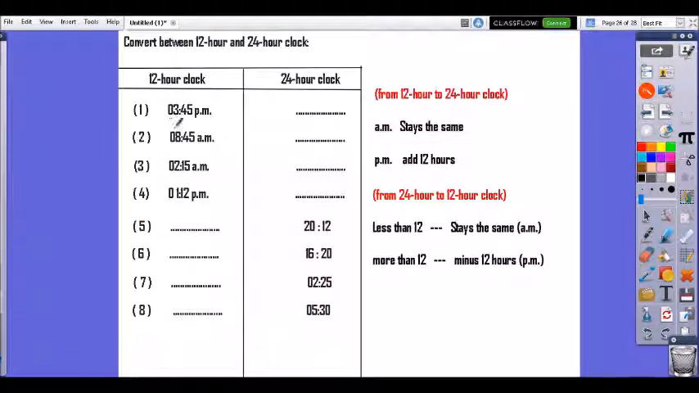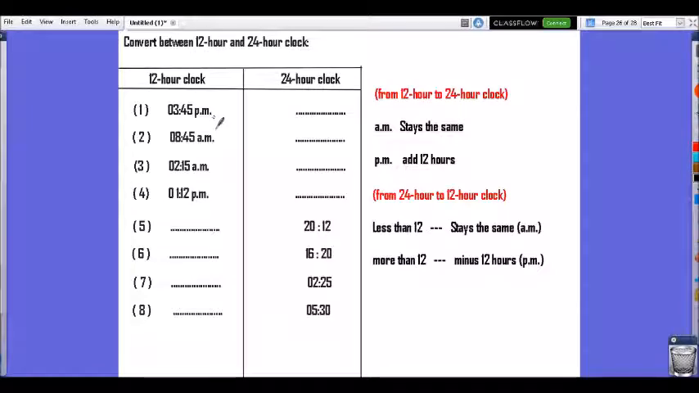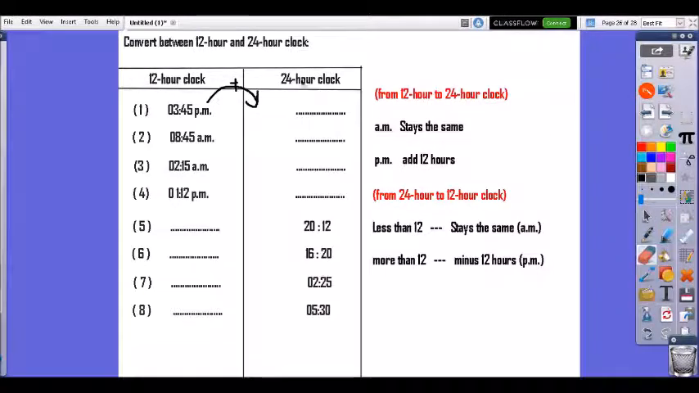All right, 3:45 p.m. How can we convert it into the 24-hour clock? Well, we said if it's p.m. in the 12-hour clock and we want to convert it into the 24-hour clock, we just add 12 to it. It's written over here, from the 12-hour clock to the 24-hour clock, if it's p.m., add 12 hours. So 3 added to 12 is 15, and the minutes stay the same, so it's 15:45. Let's check this here.